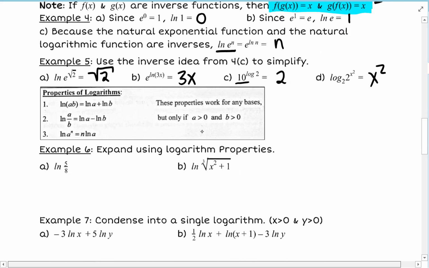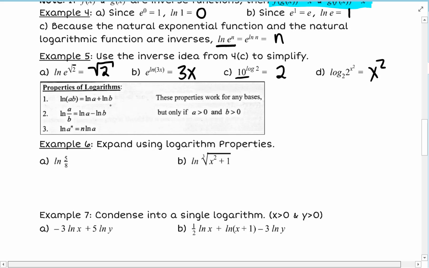Remember your properties of logarithms: the natural log of a product can be turned into separate natural logs as a sum. The natural log of a quotient can be written as natural log of a minus natural log of b, and the natural log of a to the n is equal to n natural log of a, because natural log is undoing exponents, so your exponent pops to the front.